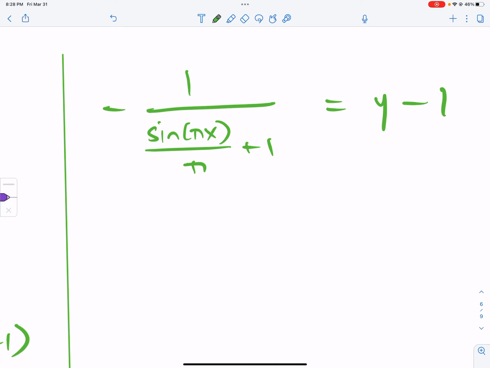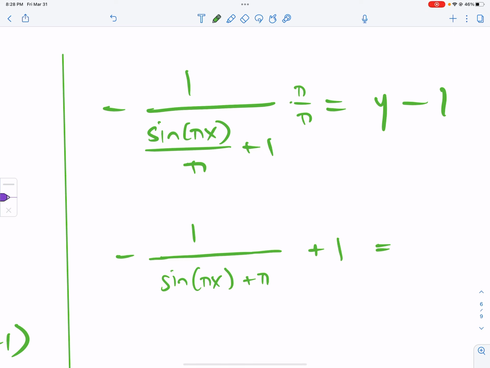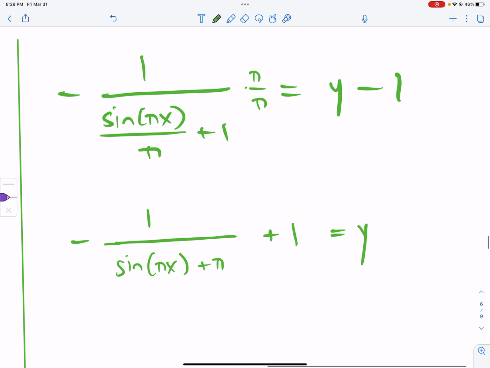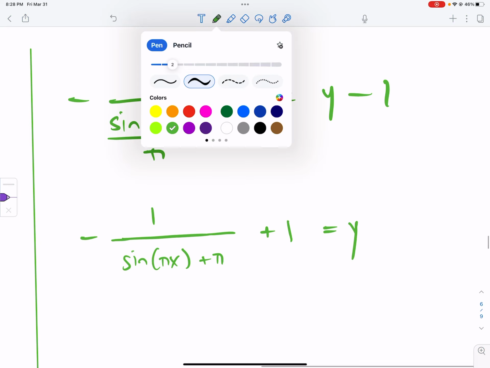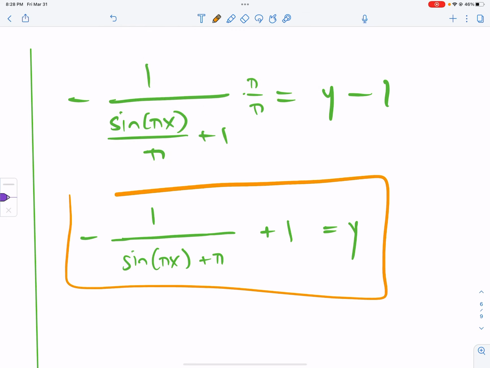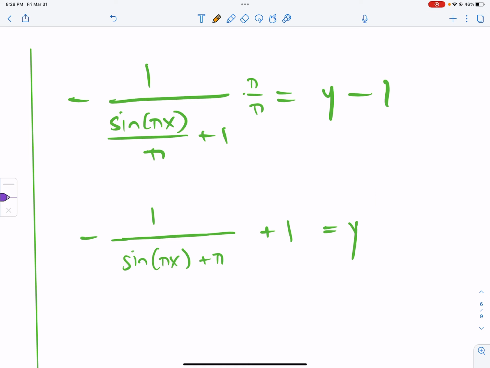Before I add 1, I'm going to think about multiplying by pi over pi. Get rid of complex fractions. So that's negative 1 over sine of pi x plus pi plus 1 is equal to y. And that is our particular solution to this differential equation.